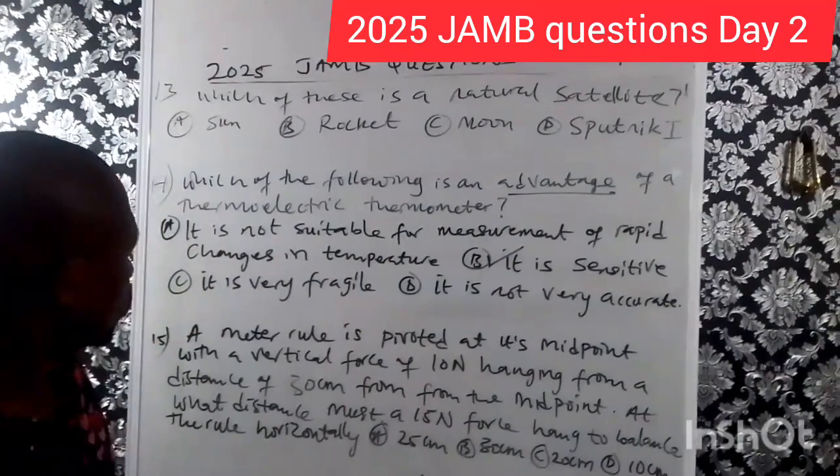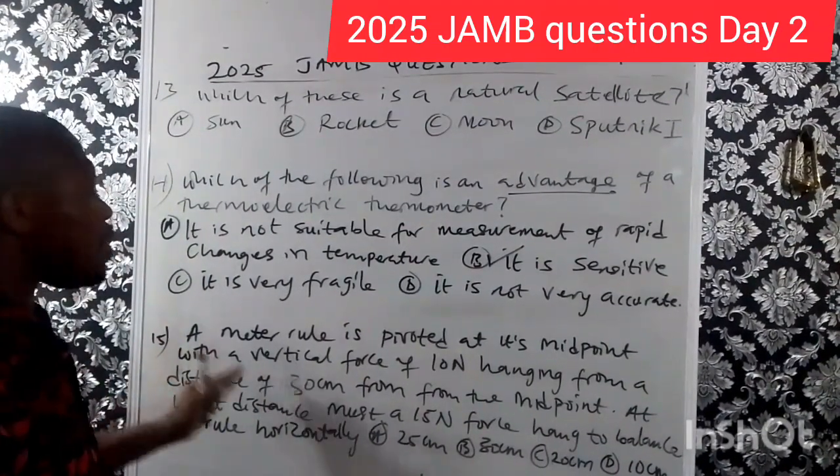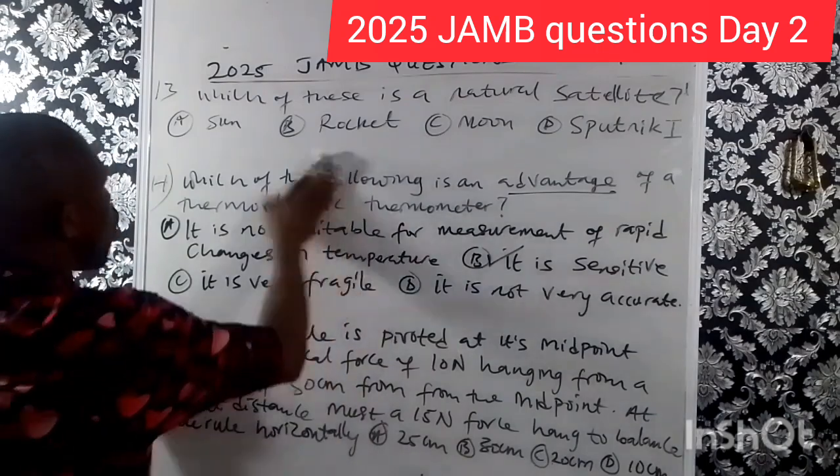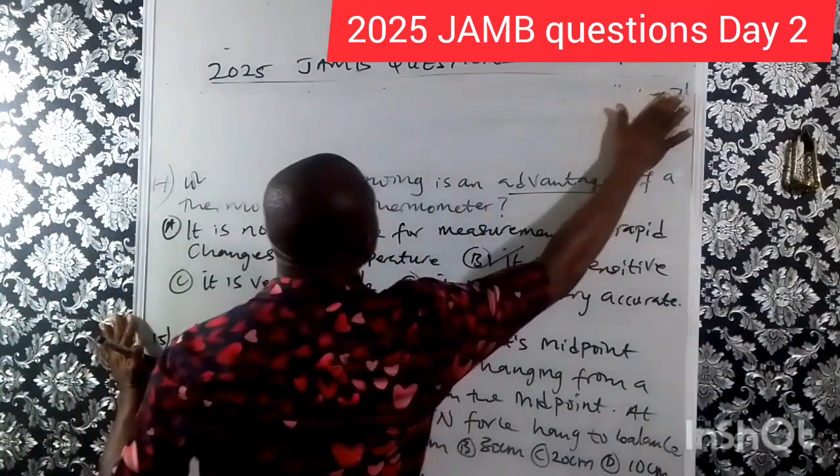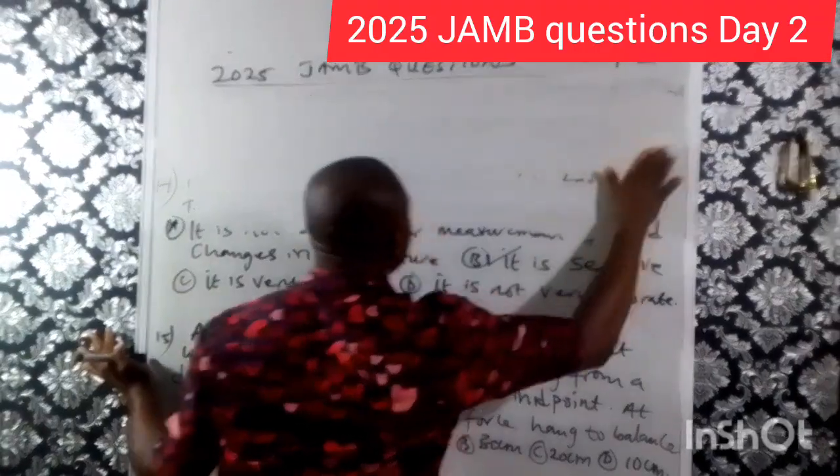Now, the next question says, a meter rule is pivoted at its midpoint. I will clean here so that we'll solve from here.